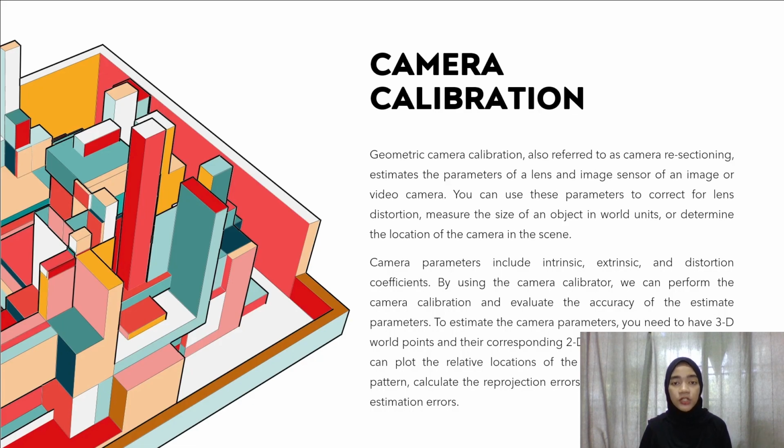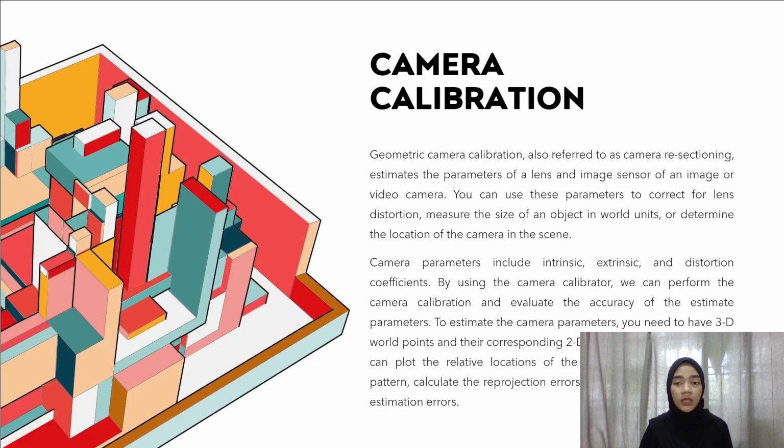sensor of an image or video camera. You can use these parameters to correct for lens distortion, measure the size of an object in world units, or determine the location of the camera in the scene. Camera parameters include intrinsic, extrinsic, and distortion coefficients. By using the camera calibrator, we can perform the camera calibration and evaluate the accuracy of the estimated parameters.